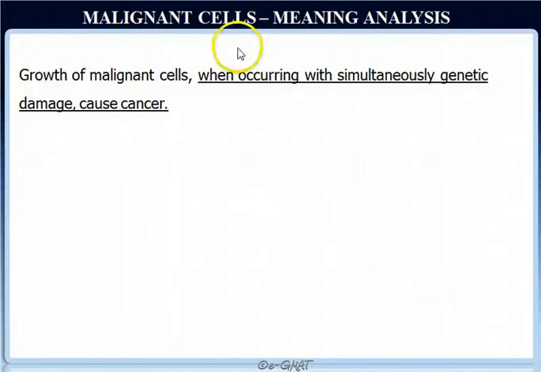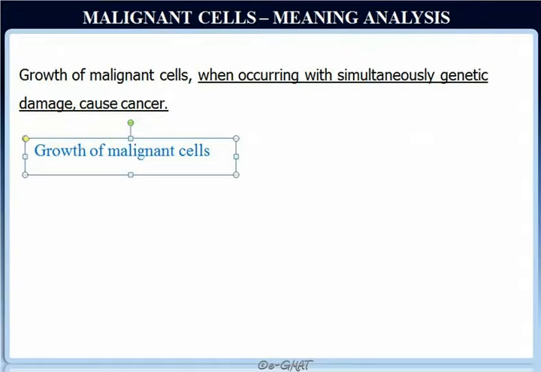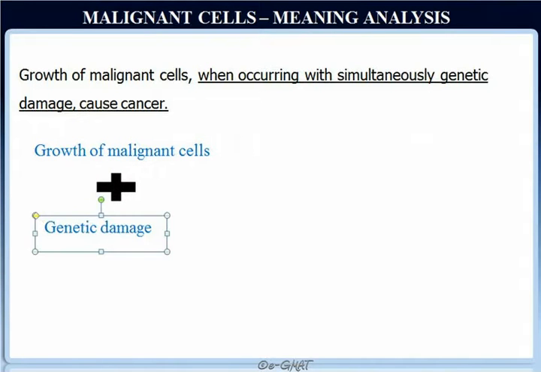Malignant cells question. Let's first understand the meaning of this sentence. Growth of malignant cells when occurring with simultaneously genetic damage cause cancer. So it's a relatively short sentence, and it's saying that when growth of malignant cells happens along with the genetic damage, this leads to cancer.